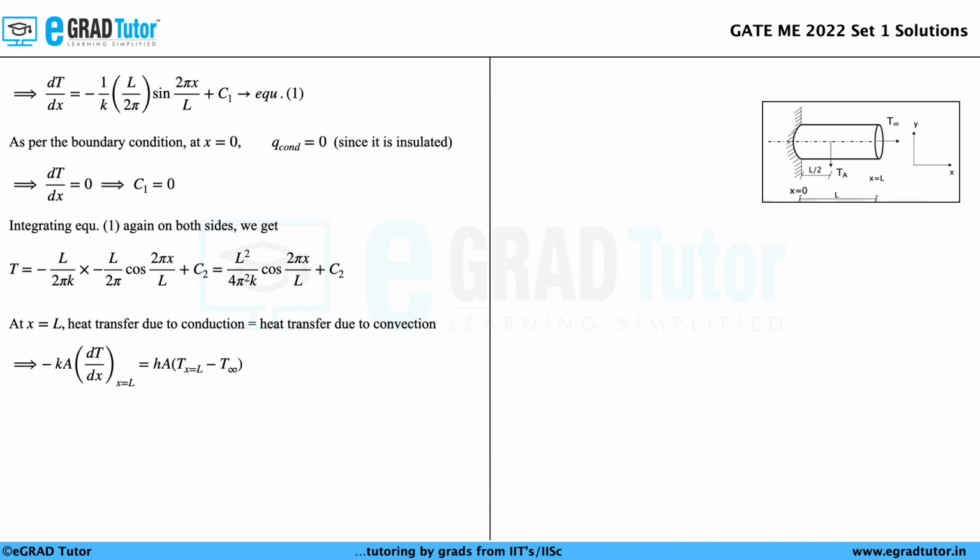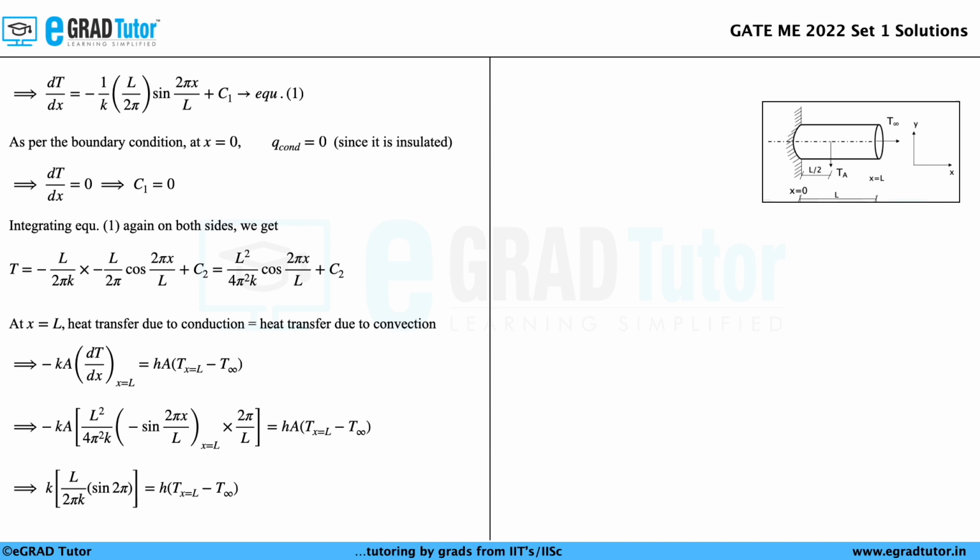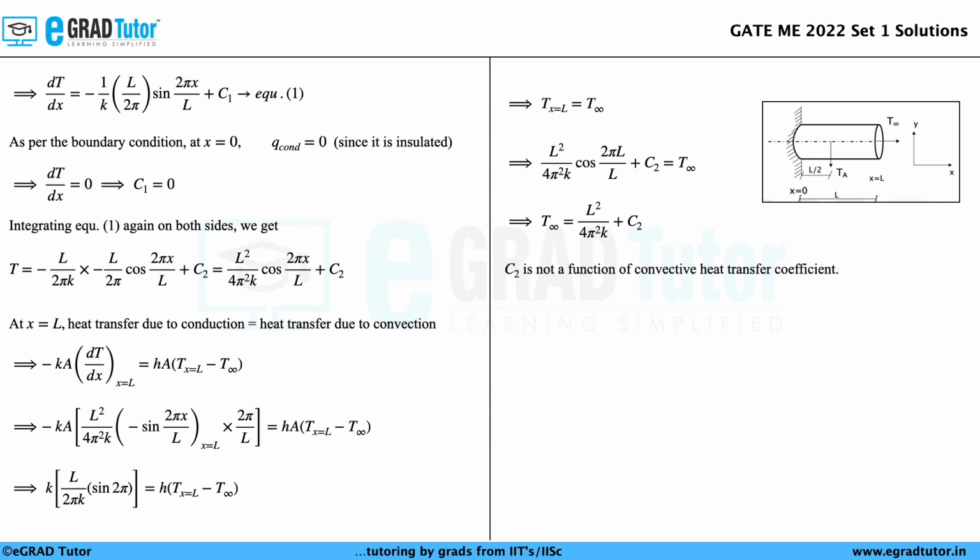Substituting T is equal to L squared by 4 pi squared k into cos 2 pi x by L plus C2 in this equation and simplifying, we get that the temperature at x equal to L is equal to T infinity. That implies L squared by 4 pi squared k cos 2 pi L by L plus C2 is equal to T infinity. This turns out that T infinity is equal to L squared by 4 pi squared k plus C2. From this equation, it is clear that constant C2 is not a function of the convective heat transfer coefficient. That implies temperature T is a function of the rod axis only, but not of the convective heat transfer coefficient h.